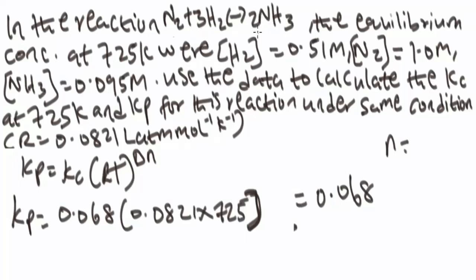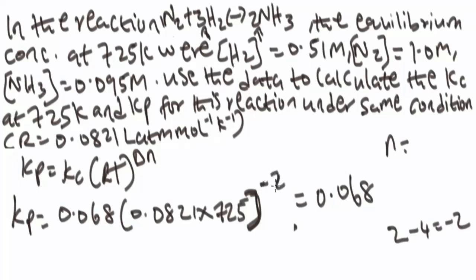So the mole value of the product here is 2. Then we have the reactants: we have this 3 here plus the 1 here for nitrogen. So 3 plus 1 is 4. So we have 2 minus 4, which gives you negative 2. So the change in mole value is negative 2.